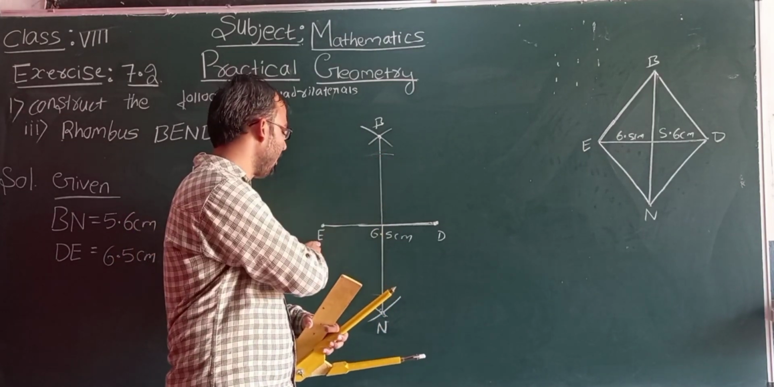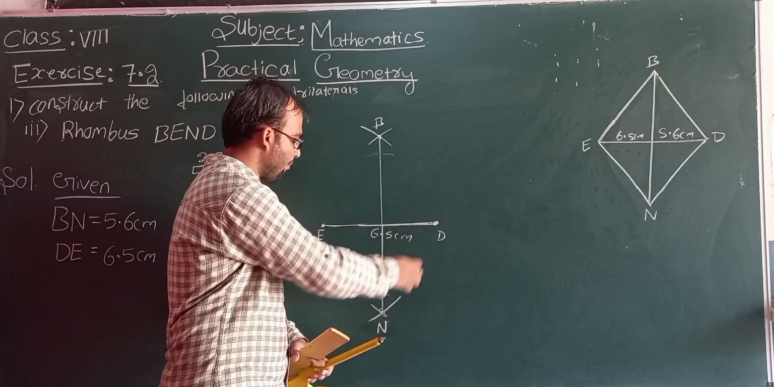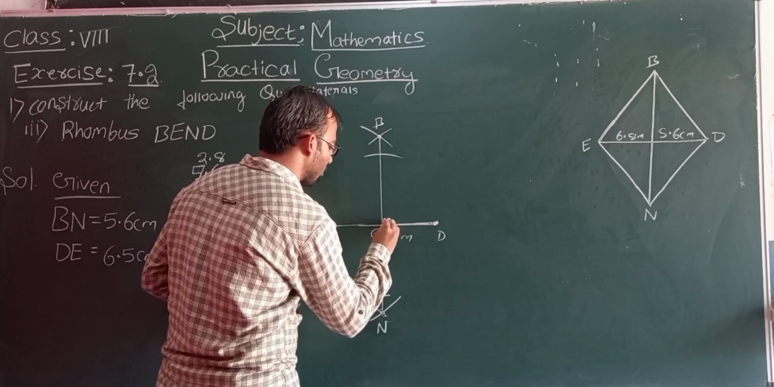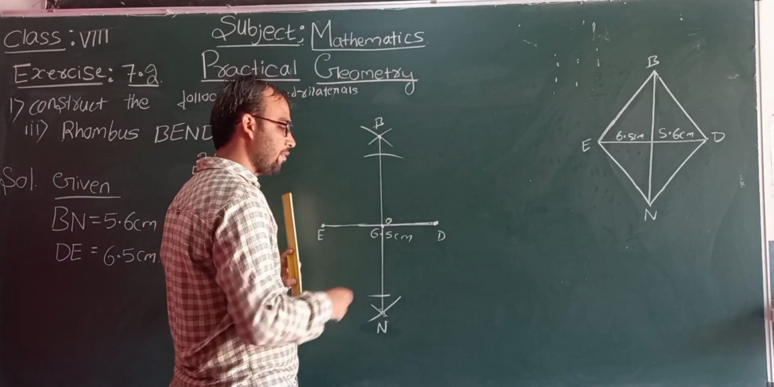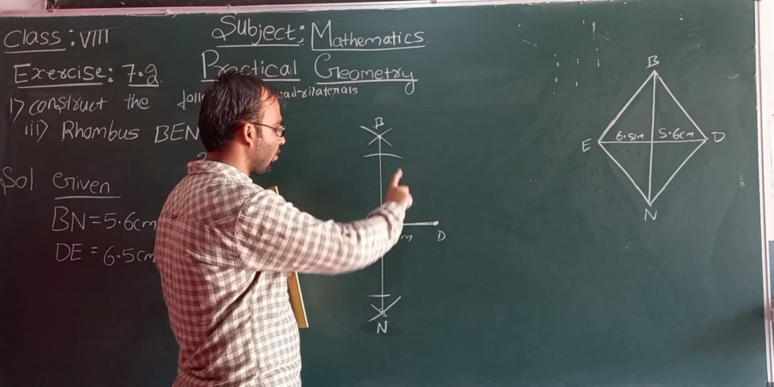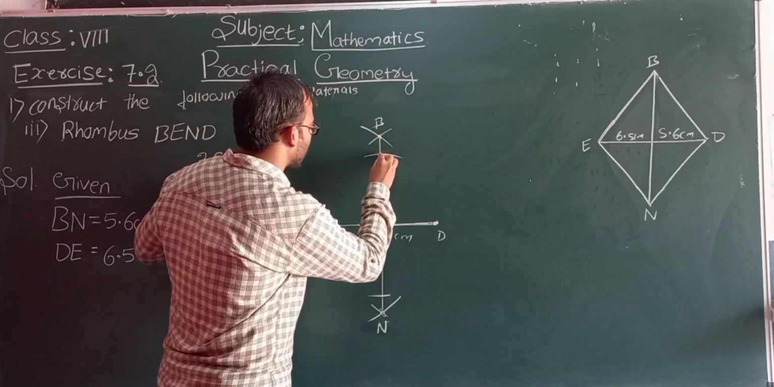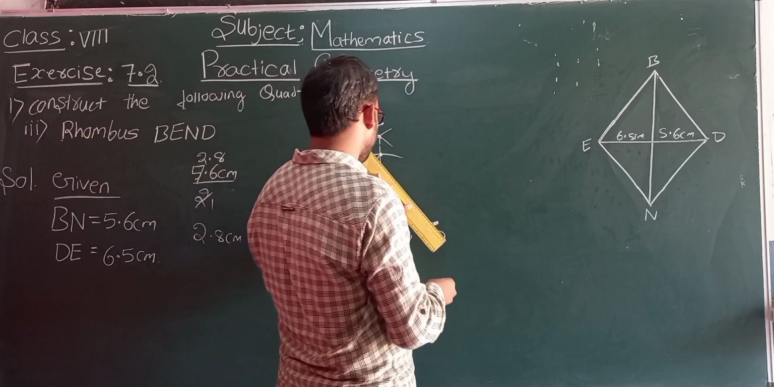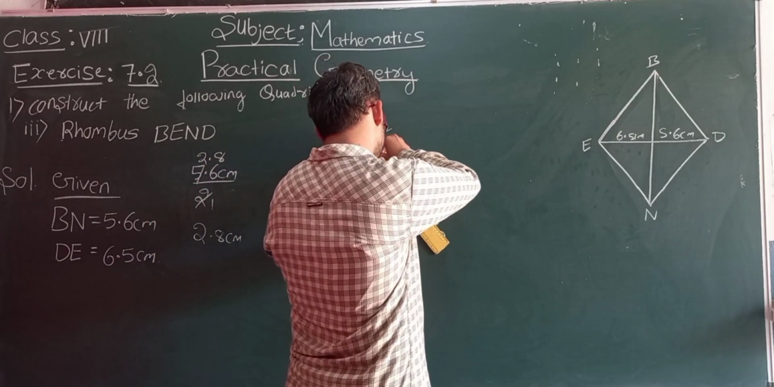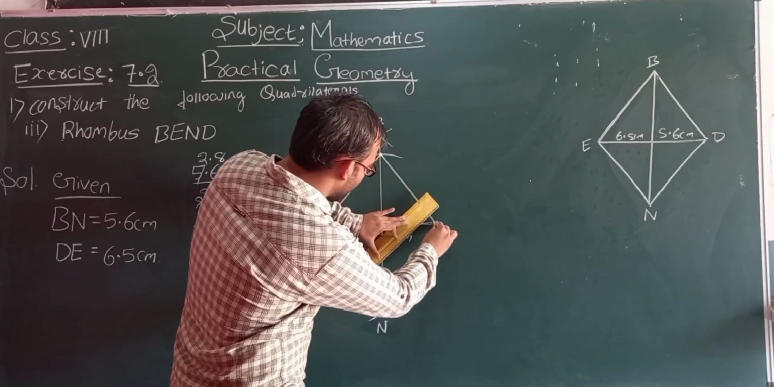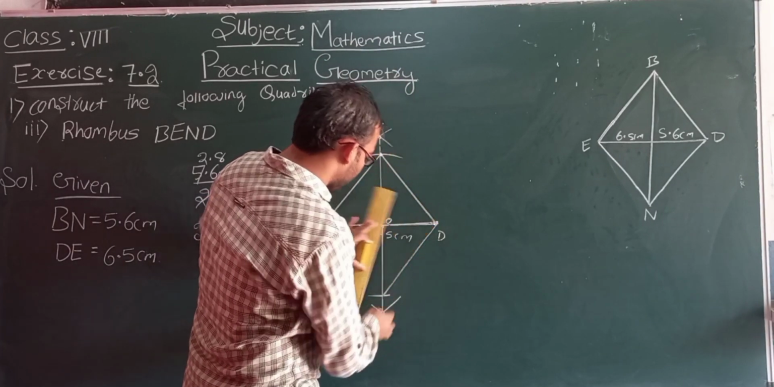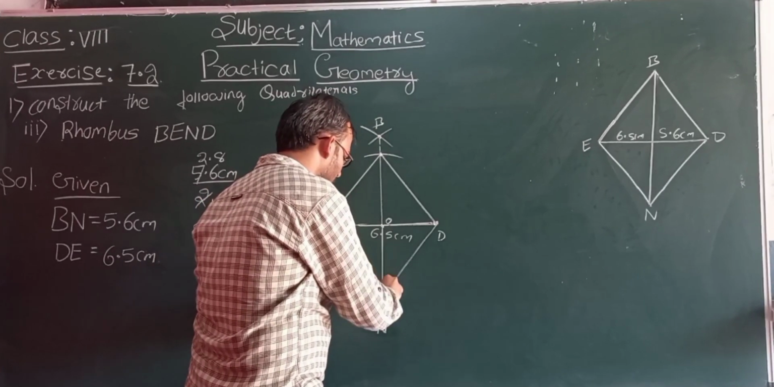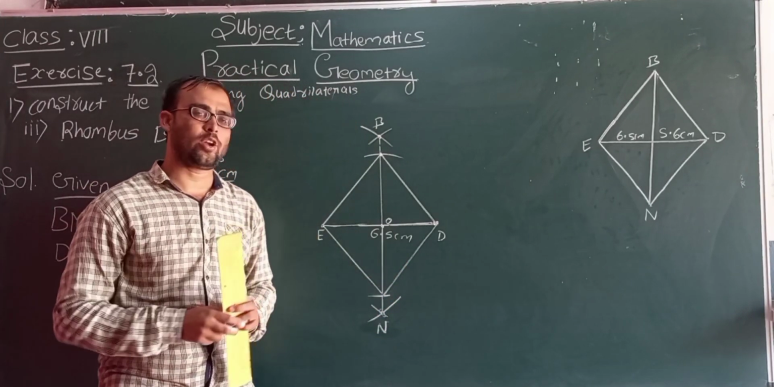Now join BE, next BD and BN, DN and EN. Students, keep this as O. After drawing the arc from O at a distance of 2.8 on this line, mark the point of intersection. So join ED, BD, next BN, and EN. So this is the required rhombus.